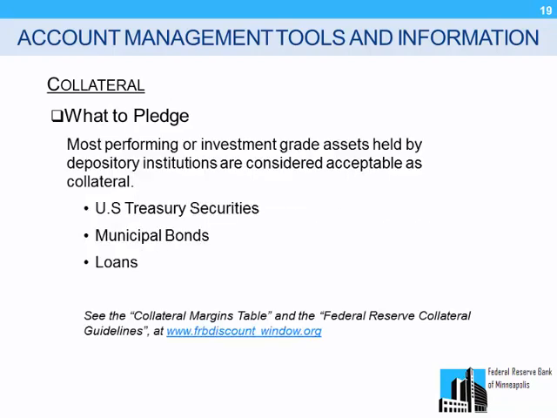So, the next slide. What is acceptable to pledge? Most performing or investment grade assets which are held by DIs are acceptable. Of course, U.S. Treasuries are the gold standard. Municipal bonds and loans are other types of collateral that are accepted. For more detailed information, you can see the collateral margins table and the Federal Reserve collateral guidelines available at that link, frbdiscountwindow.org, at the bottom of that slide. Additionally, in cases where acceptability is not clear, you can call your local Reserve Bank and we will be happy to assist you.